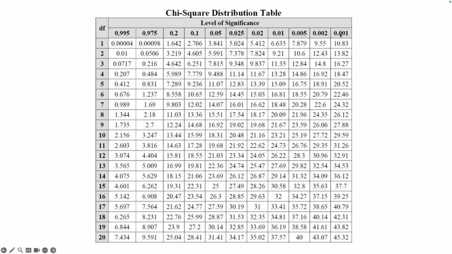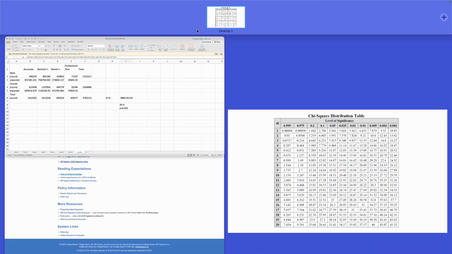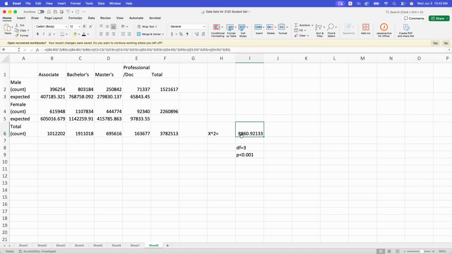So we could say, if we wanted to make a test here, well, this significance level is pretty close. This is essentially 0.999 at this point, or a 99.9% confidence interval. So the statement I can make at this point is that this 8860 value with a corresponding degrees of freedom of 3 means that we have a p-value of 0.001. It's actually less than 0.001.